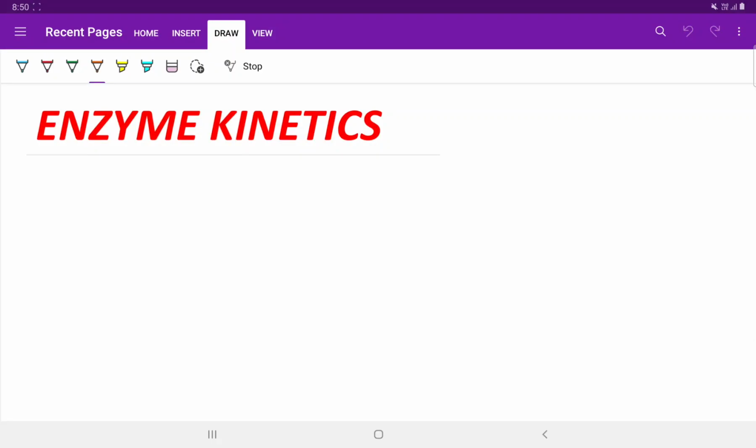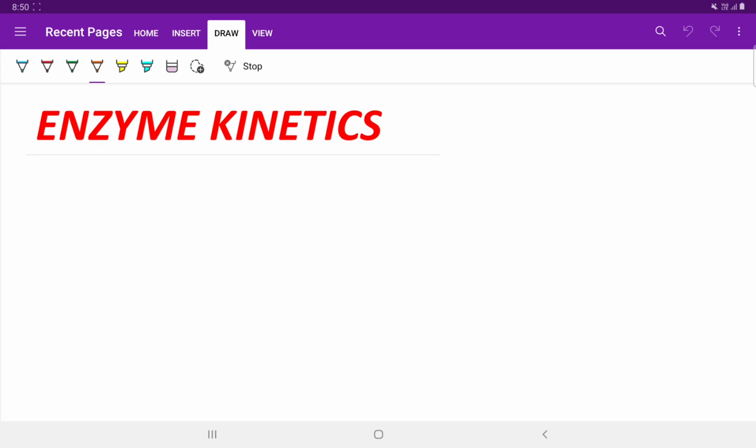Welcome students. So in today's class we shall be learning about enzyme kinetics and the value of Km. Enzyme kinetics are generally linked up with the Michaelis-Menten equation and the Lineweaver-Burk plot. So what is enzyme kinetics?